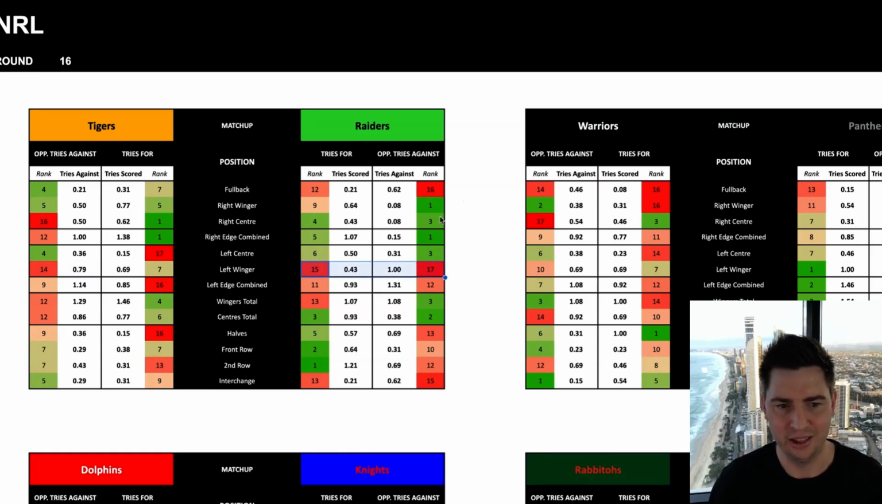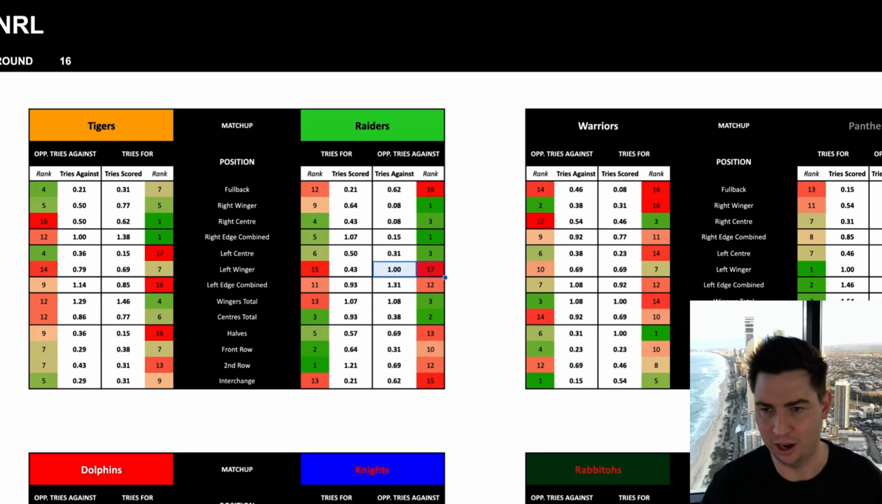Firstly, you can see that the Tigers concede the most tries of any team to the opponent left winger, and they've conceded to the left winger in the last 3 games straight for a total of 5 tries. Jed Stewart is playing on the left wing for the Raiders this week with no Tamale.